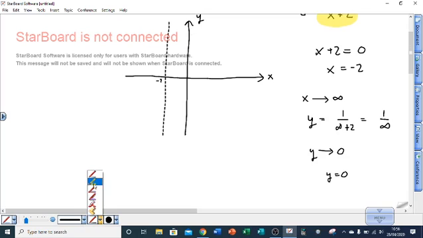So the asymptote for that one would be the x-axis, like that. Okay, so you've got your asymptotes. That's how you discover your asymptotes.